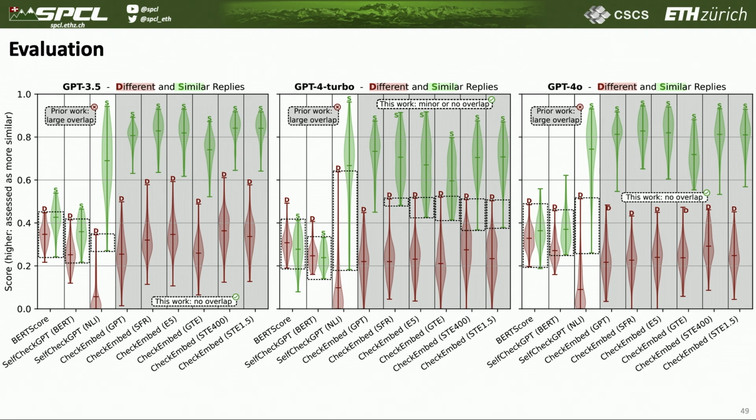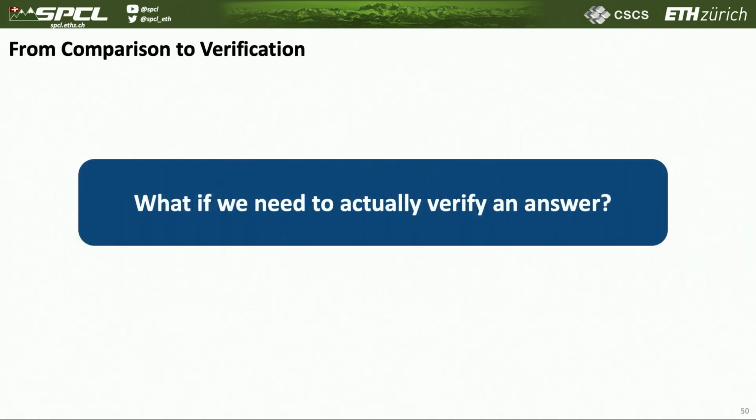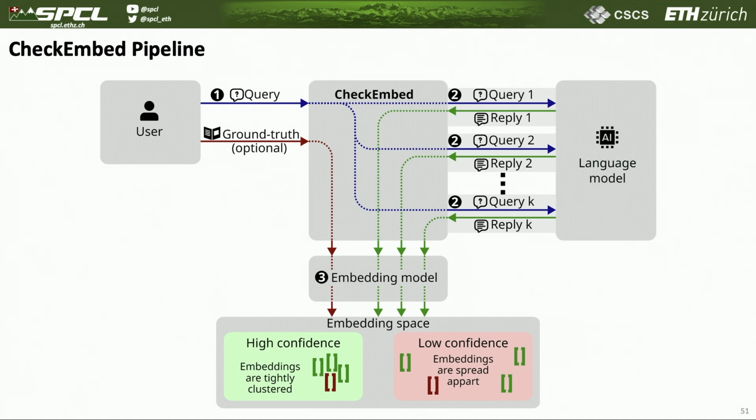While for all these variants from the CheckEmbed that we propose, there is no overlap or a very minor one, which means that it will almost always tell you correctly if two replies are the same, it will tell you they are the same or of similar meaning. If the two replies are very different in meaning, it will tell you correctly they have very different meaning. So that is this robust comparison of different types of replies.